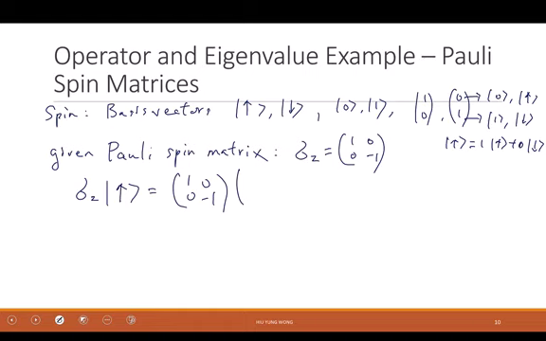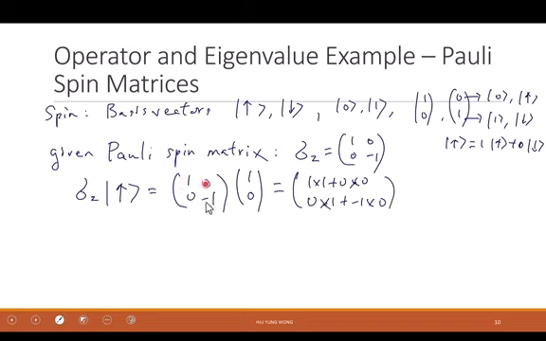Can you see it clearly? 1, 0. Spin up is the first one. Okay? Let's do the matrix multiplication. 1 times 1 plus 0 times 0. 0 times 1 plus negative 1 times 0. Right? If you forgot, this is the prerequisite of this class.